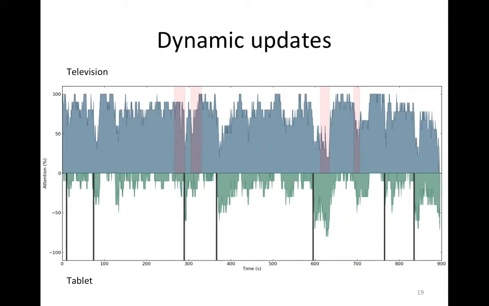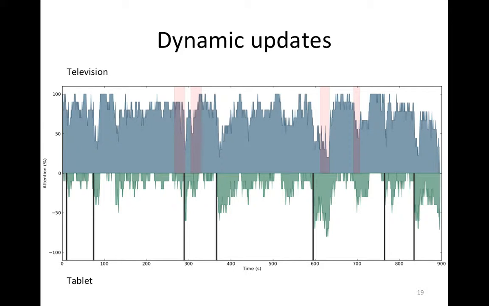Okay, so this is a graph taken from the second study that we ran, where we got people to watch a programme, a nature documentary, with a companion app. And the graph shows the percentage of people who were fixating either the television, which is the top half of the graph, going from 0 to 100, or the tablet, which displayed the companion app, which is the bottom half of the graph, going from 0 to minus 100. So negative is more people here. The thick black lines represent the updates that occurred on the iPad, on the tablet.